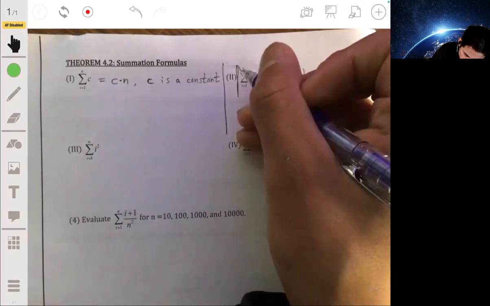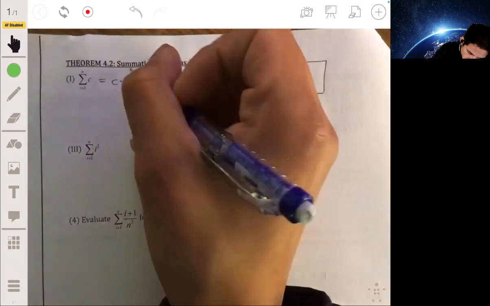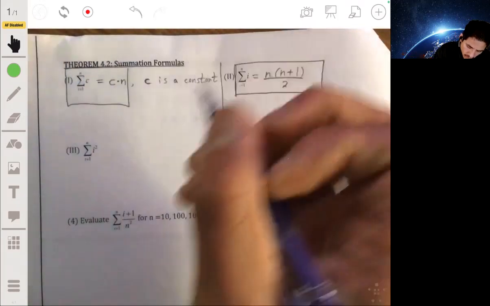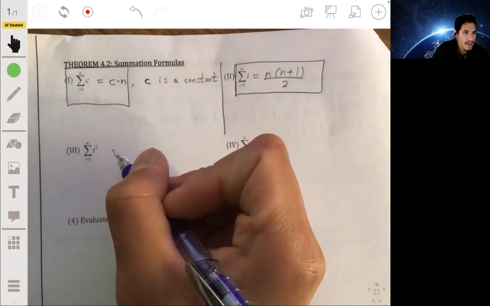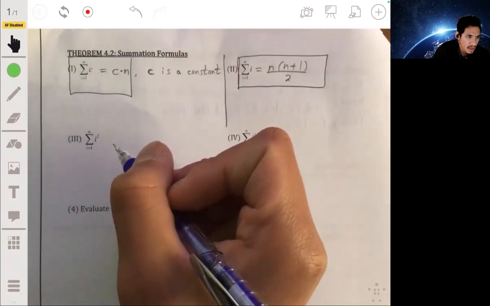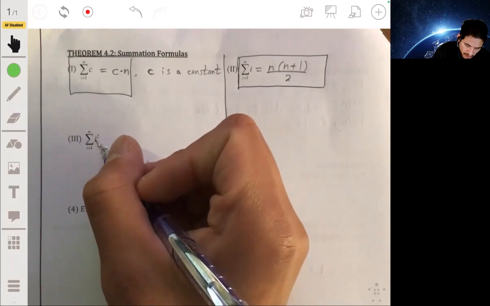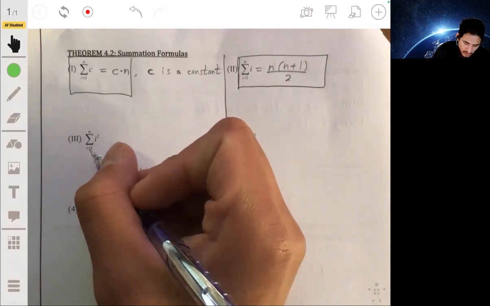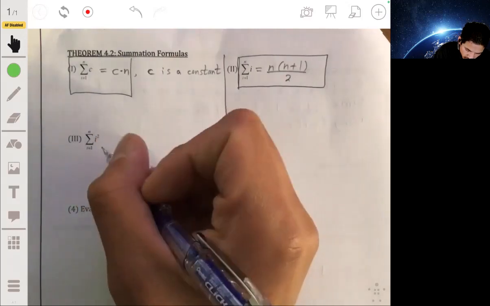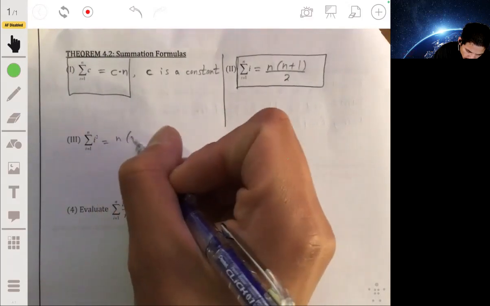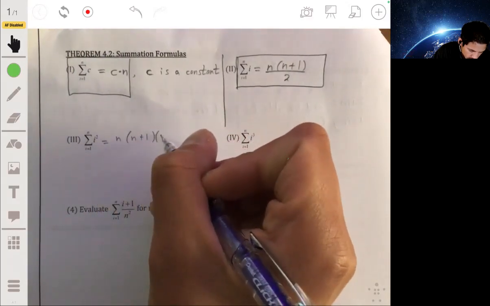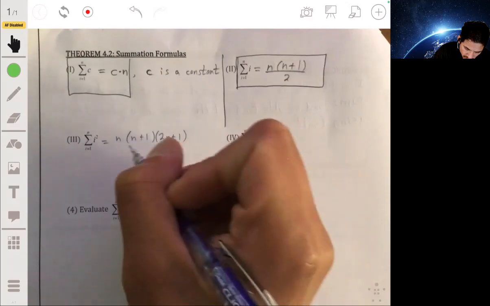Let me box these guys, actually. They're a big deal. Third one, if you have the sum of the terms where each term is equal to i squared from i equals 1 to n, this will be equal to n times n plus 1 times 2n plus 1 all over 6.